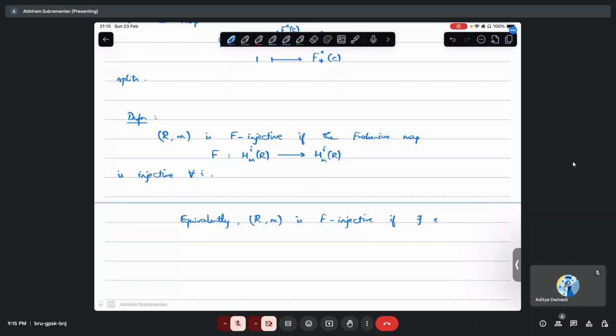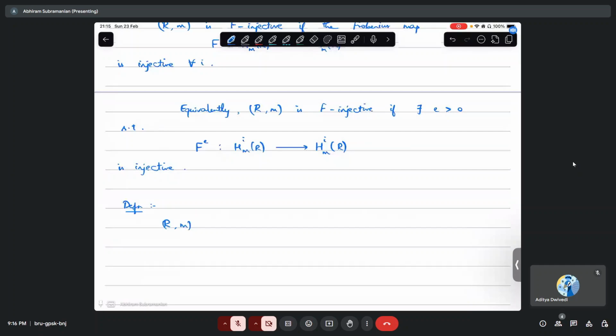R_m is F-rational if for all c in R naught, there exists e greater than 0 such that the map, which we'll just call cF^e, from H^i_m(R) to H^i_m(R), which is just multiplication by c and Frobenius, is injective.